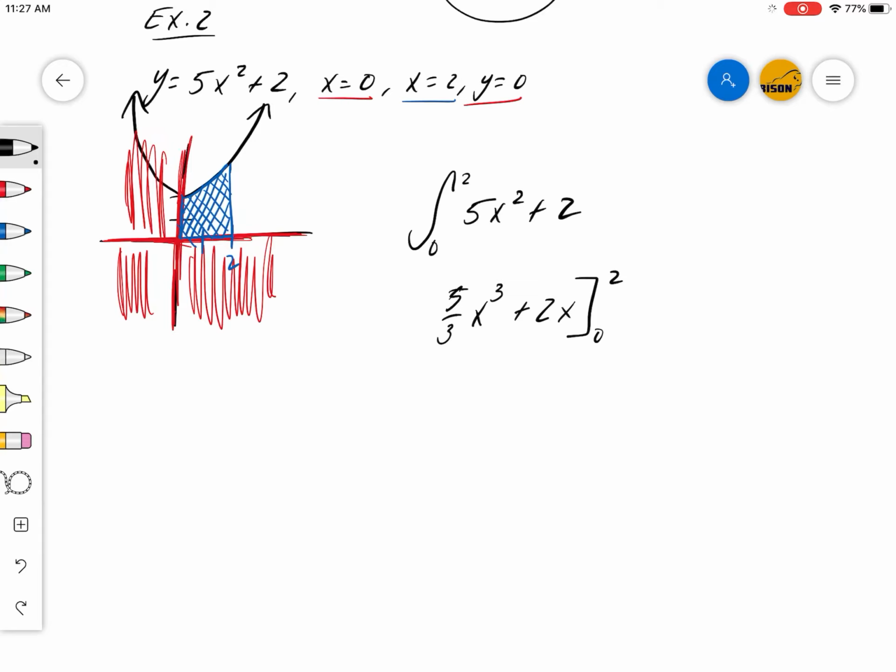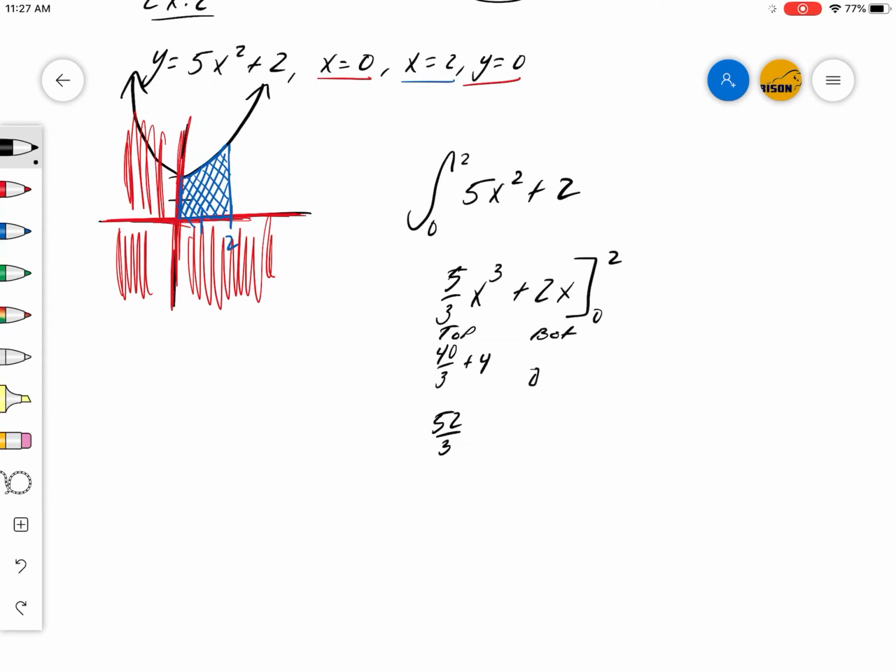So let's plug 2 in. Okay, 2 cubed is 8. 8 times 5/3 is 40 over 3. And then we've got plus 2 times 2, which will be 4. So 40 over 3 plus 4 is 52 over 3. So that's for the top.